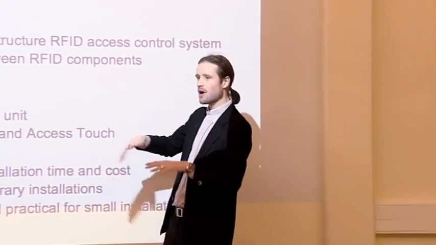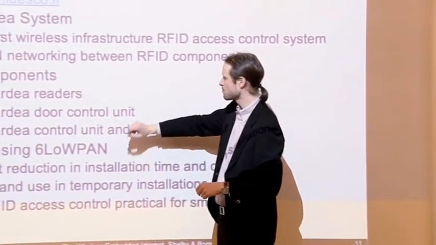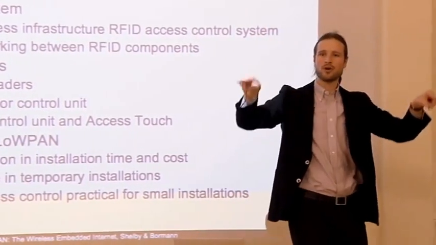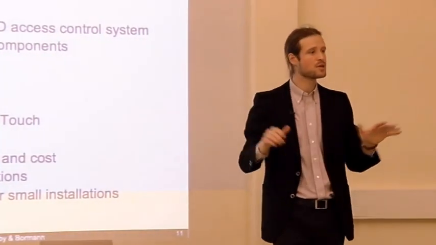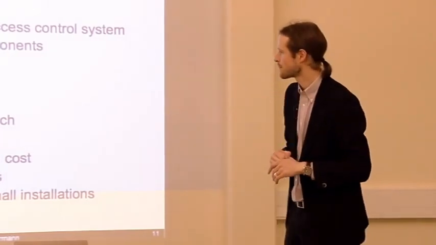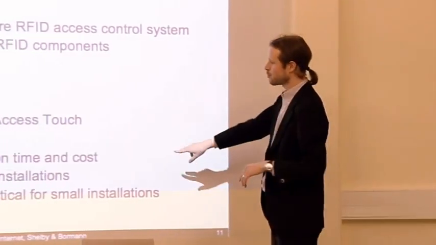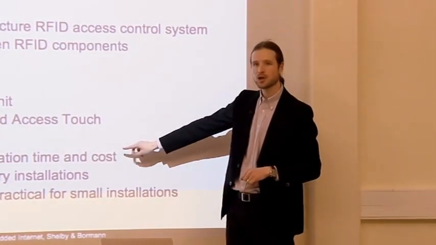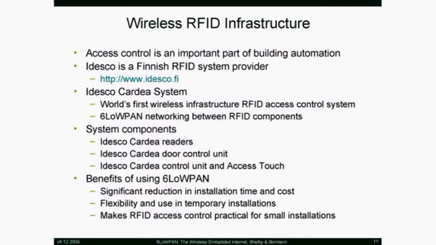And so instead of all this wiring, you just have some readers, some door control units, and an access screen. And with that, you're able to build a small to medium-sized access control network. The interesting thing was there were some pretty nice benefits from using 6LoWPAN. For example, a huge reduction in installation time and cost. So instead of having to wire everything up, you could actually just place these easily on the doors. Some flexibility for temporary installations, for retrofitting.